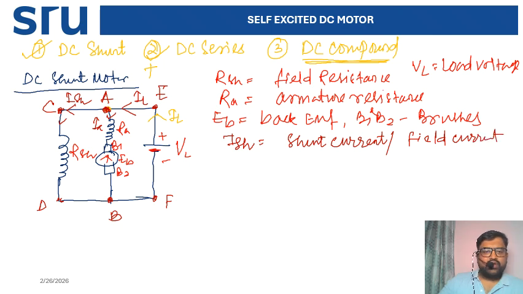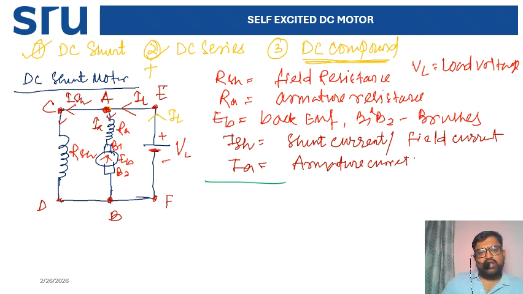Another one is the armature current. Okay. Now we'll derive all the currents and the relations. You see, the current is divided at point A, into the shunt current ISH and the load current IL. Each current is divided, and we can write the current equation, the initial current equation, for the shunt motor.